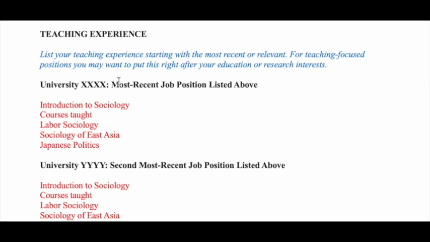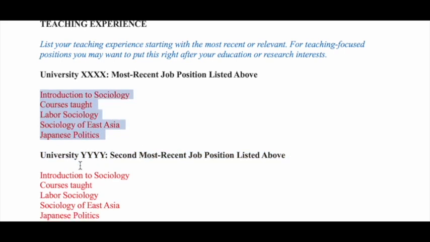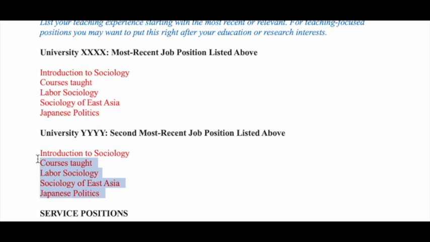So what we have here is we have 2 university positions. So first one is first university, the most recent job. Following that is the second most recent job, and the red portions will be the courses that you've taught at these universities. So obviously for this part here, the XXX and the YYY, just plug in your own university and then list the courses that you've taught. I think this is a fine way of doing it.